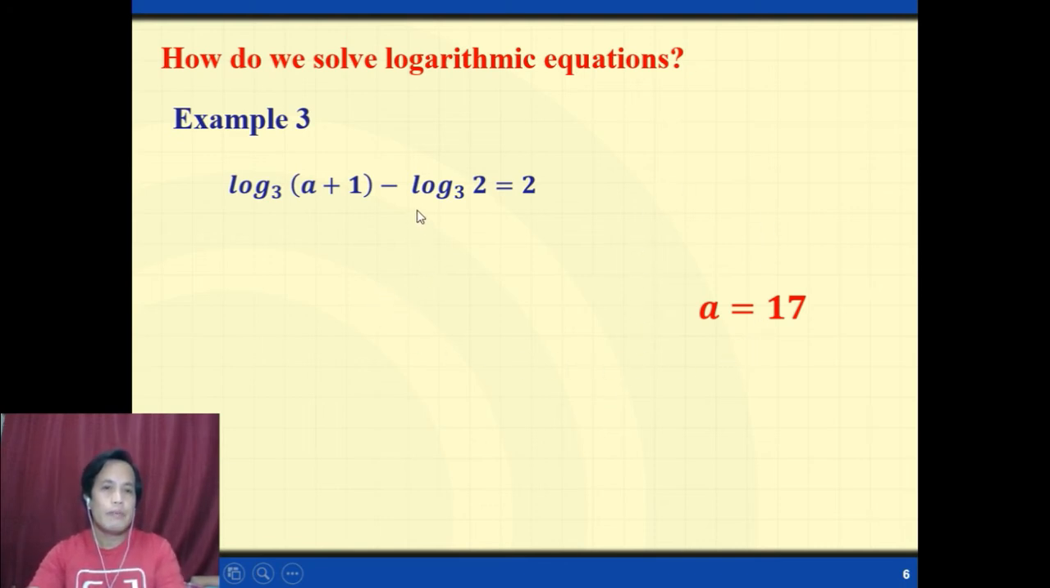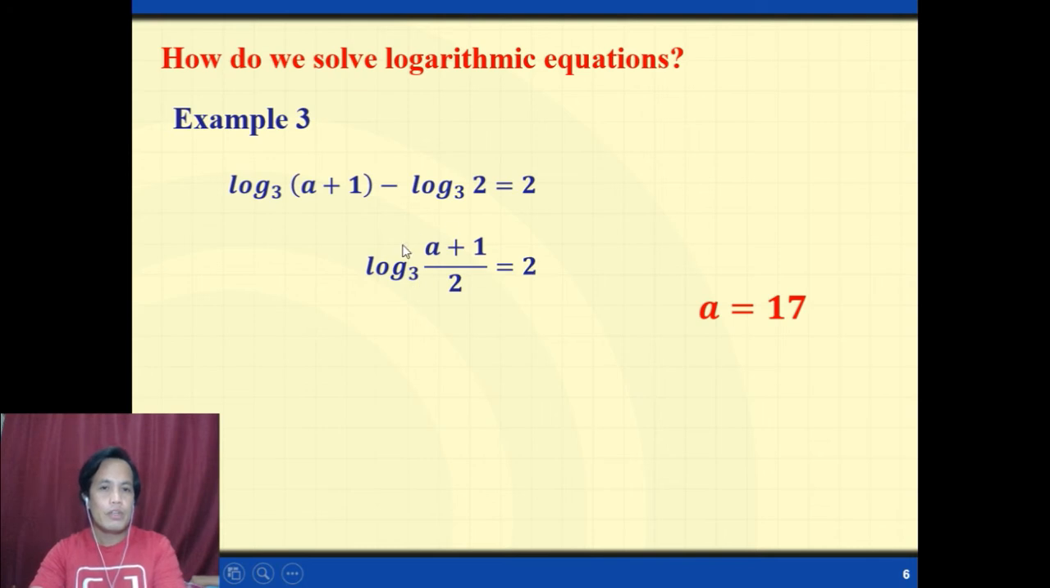Unlike with the previous example wherein we used addition, so the product law, since this is subtraction, according to the laws of logarithm, this is now a quotient law. So we need to divide a plus 1 by 2. When we combine this into a single logarithm, a plus 1 is written in the numerator and the 2 in the denominator, and we only have one logarithm. So this is log of a plus 1 over 2 base 3 equals 2.